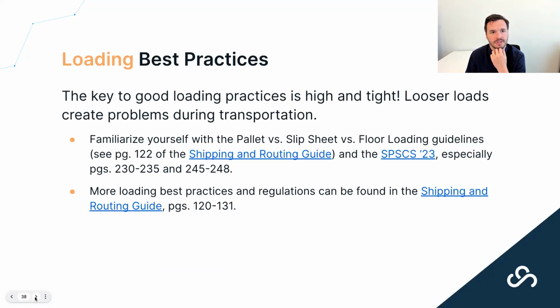That will happen. So for loading best practices, this is a little bit more on the SPS/SQEP side of things, but you can see page 122 of the shipping and routing guide, or in the supply chain, the secondary packaging standards, the supply chain portion, which is that final third portion, around pages 230 and 245. That will have a lot of helpful information for the pallet and slip sheet versus floor loading guidelines. So those different kind of portions.